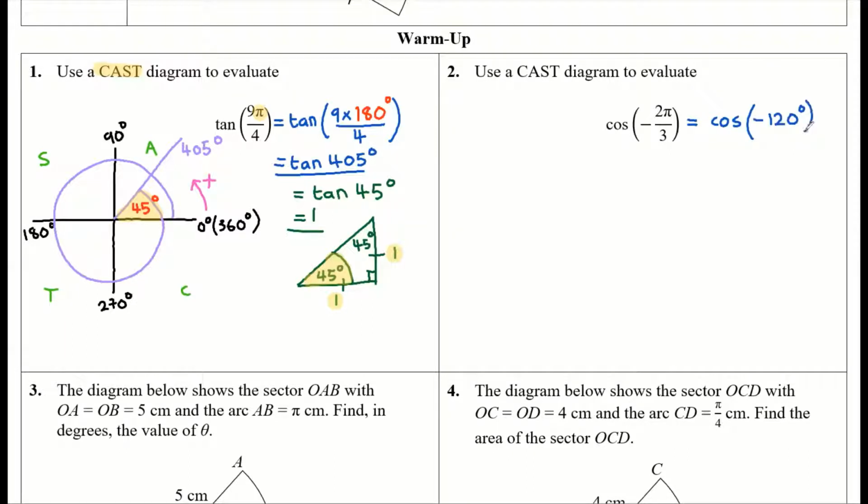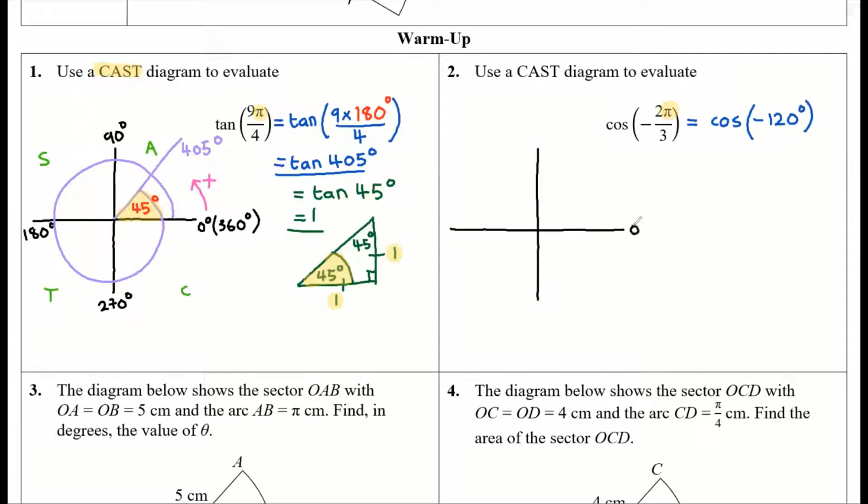Okay, once you've subbed in 180 for pi, which is here, so 2 multiplied by 180 divided by 3, and it's the negative version. And then we can draw the CAST diagram for this one. Now notice this is negative.